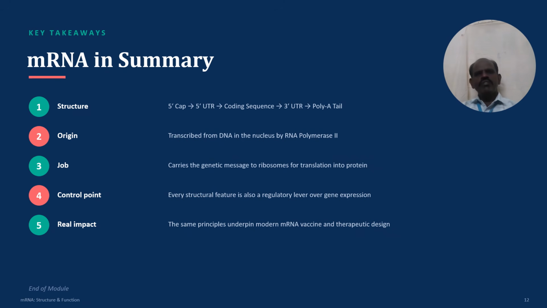This is a summary of mRNA. First, structure: it starts with the 5' cap, 5' UTR, coding sequence, 3' UTR, and poly A tail. Origin: transcribed from DNA in the nucleus by RNA polymerase II. Job: to carry the genetic message to the ribosome for translation into protein. Control point: every structural feature is also a regulatory lever over gene expression. Real impact: the same principles underpin modern mRNA vaccine and therapeutic design.